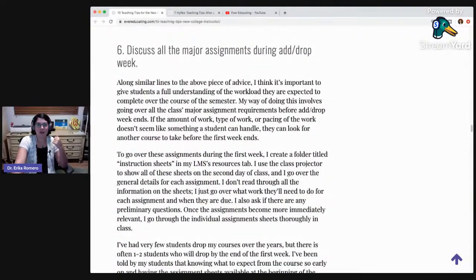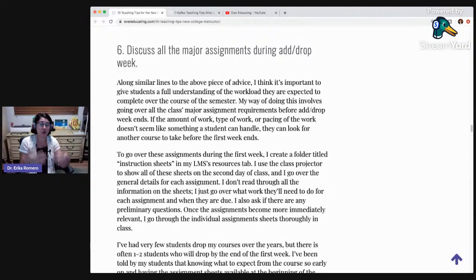So discuss all the major assignments during add drop week. This can depend. I would say I do believe in this because I want my students to know, hey, this is the course load. These are the major assignments. If this is not something you're interested in or you think you can do, drop my course and go to another one. Now, you still have time during add drop week. So I do give them at least a general sense of the major assignments so that they can make an informed decision of whether or not to stay in my class.